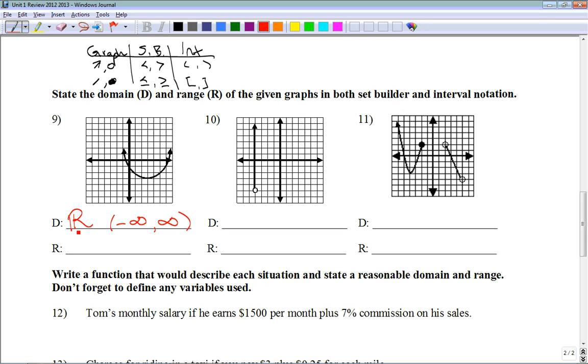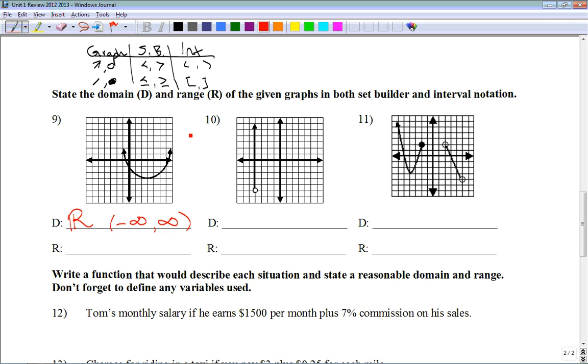So back to this example, our arrows pointed to infinity, so we used parentheses right next to the infinities. For the range, we are starting down here at -3 and going up to infinity.